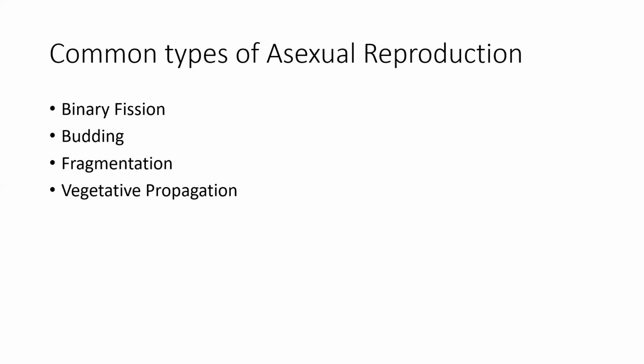Please give vegetative propagation. Okay, vegetative propagation is the growth of a new plant from another. It is the growth of a new plant from another of the same plant. Vegetative propagation is the growth of a new plant from another plant without use of gametes.